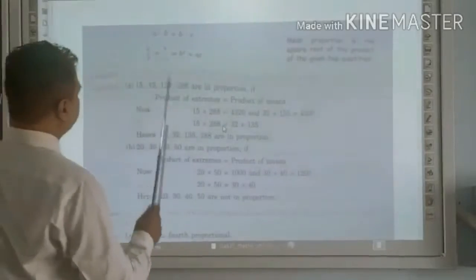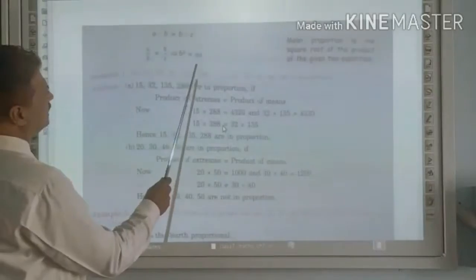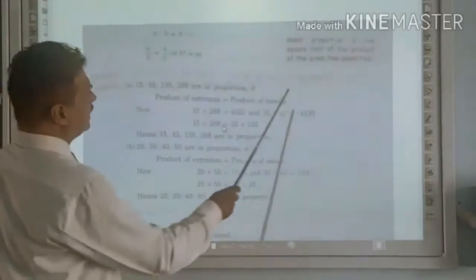Now, in question 1, are 15, 32, 135 and 88 in proportion?